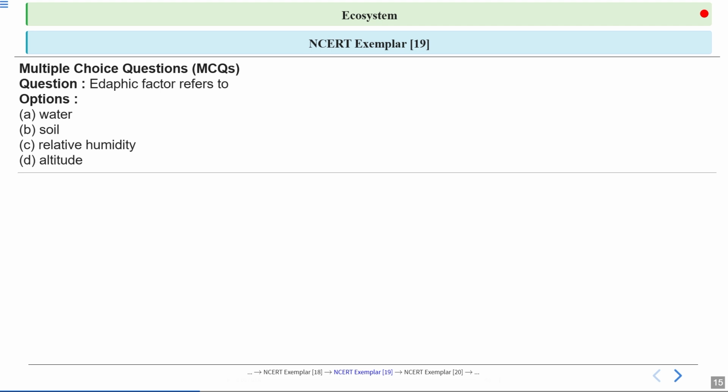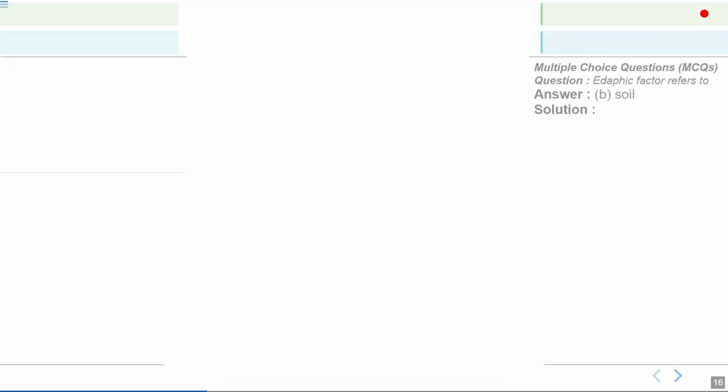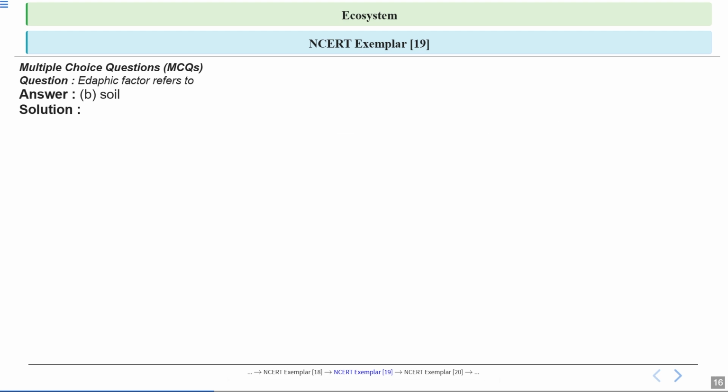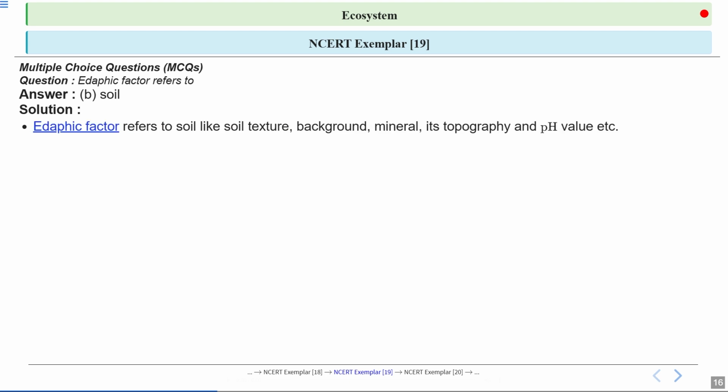Next question is, edaphic factors refer to. So what are the options? Option A is water, second is soil, third is relative humidity, fourth is altitude. So what will be the correct answer? Option number B, soil, is the correct answer. Now edaphic factors are related to the soil, including aspects like soil texture, mineral content, topography and pH value. Now these characteristics of the soil play a crucial role in determining the type of plants that can grow in an area, which in turn affects the entire ecosystem.